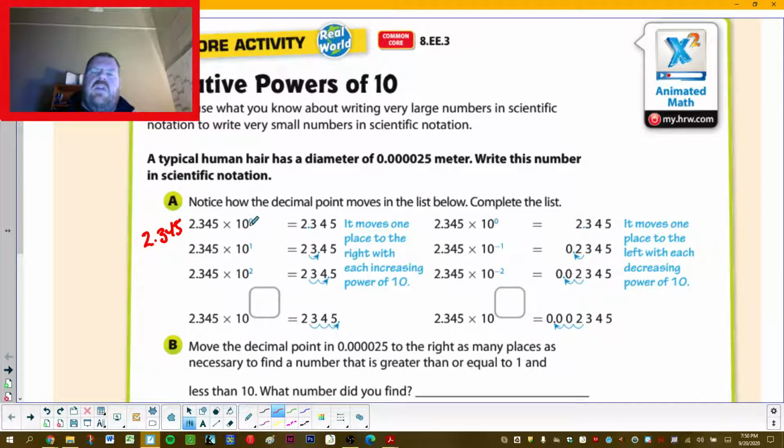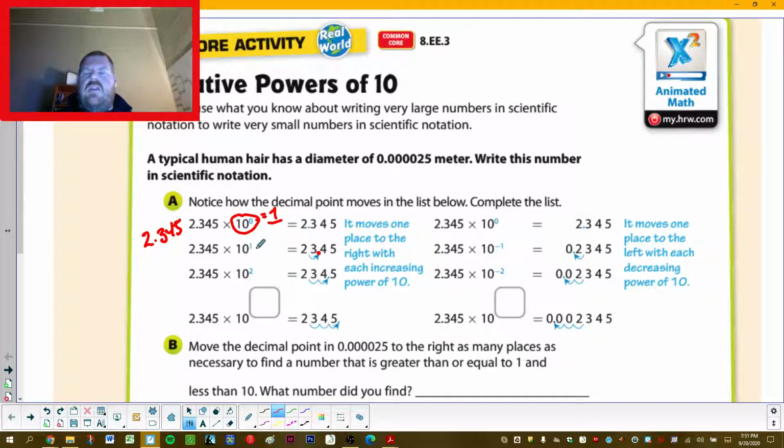So with 10 to the 0, remember the biggest thing is anything to the 0 power equals 1. So you're multiplying this by 1, so you get 2.345, okay? The next one, they're multiplying it by 10 to the first power, and as we learned last time, when we multiply by positive powers, it represents a bigger number, because we're not changing this number at all. It's still the same number, whether we look at it as 2.345 times 10 to the first, or 23.45. Those are the same numbers, okay?